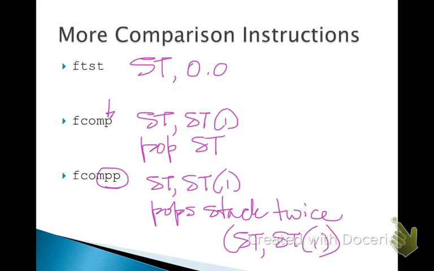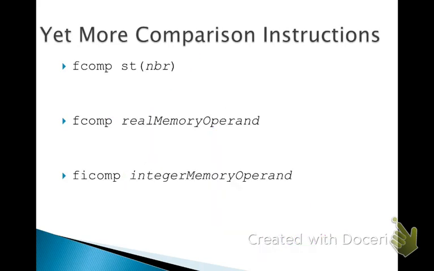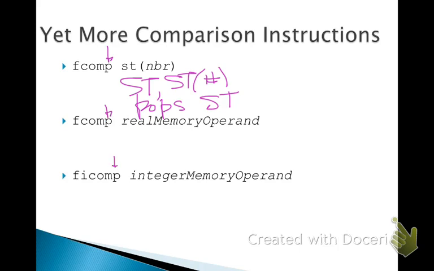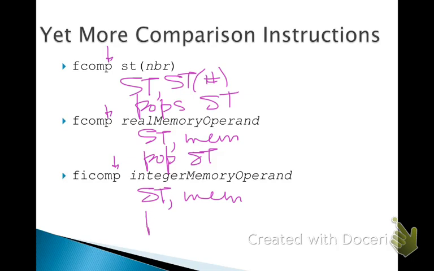Okay, cool. A few more comparison instructions. First one compares stack top and stack top number, then pops the top of the stack. Okay, so all of these are going to pop at the end. This is going to compare stack top and memory, set the bits in C3, C2, and C0, and pop the stack after. And then this is an integer, so I'm going to compare stack top with a promoted integer value from memory, set the bits, and then pop the top of the stack.